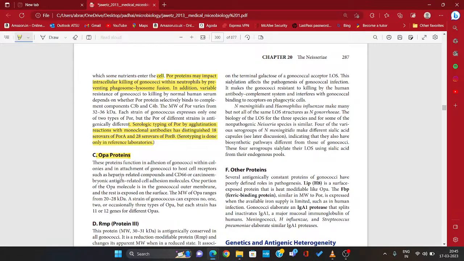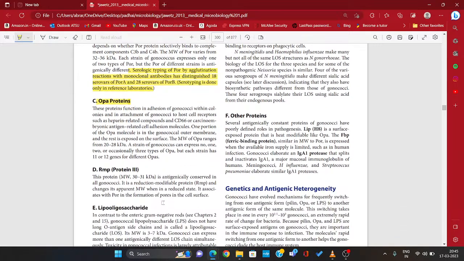A strain of gonococcus can express none, one, two, or occasionally three types of OPA, but each strain has 11 or 12 genes for different OPAs.